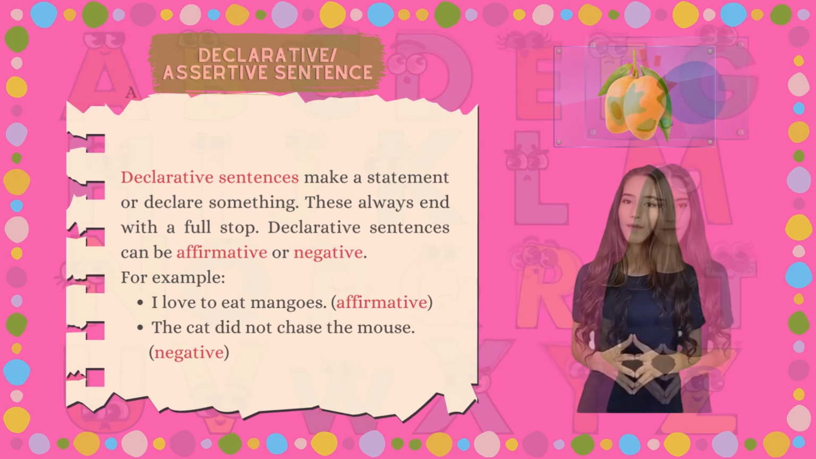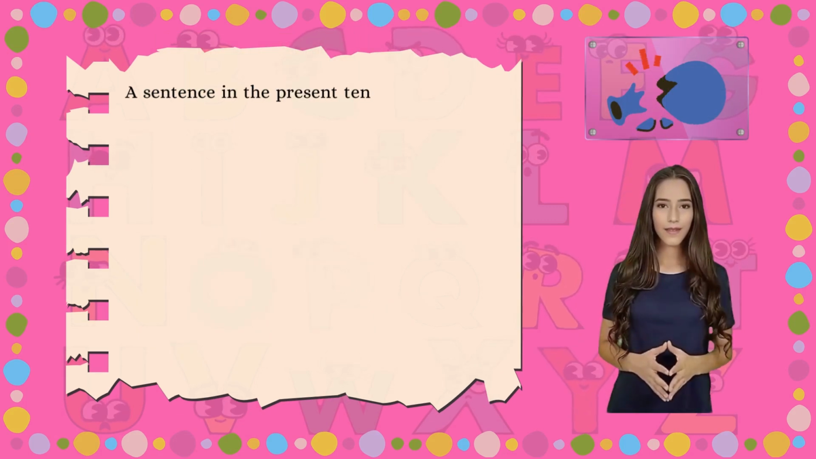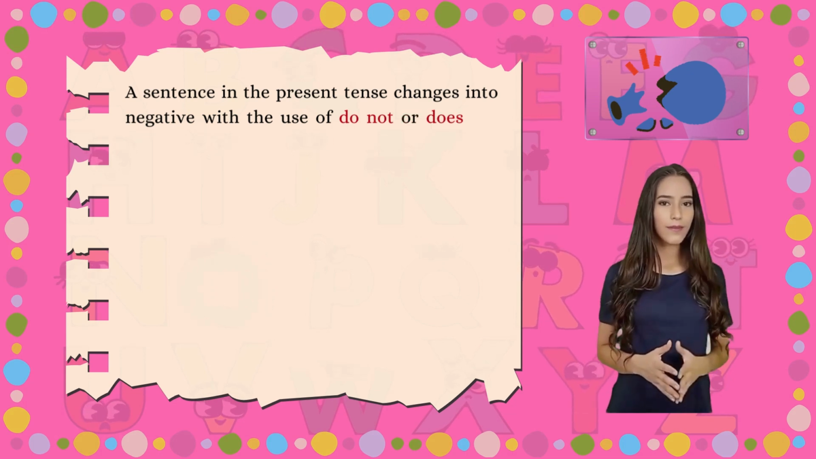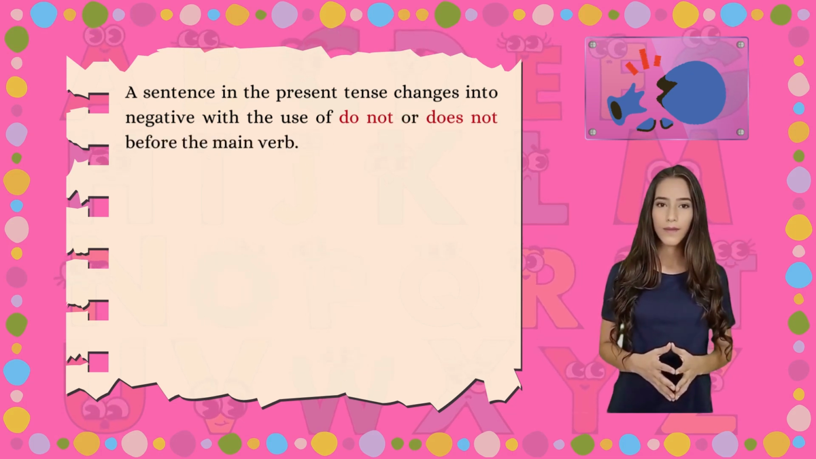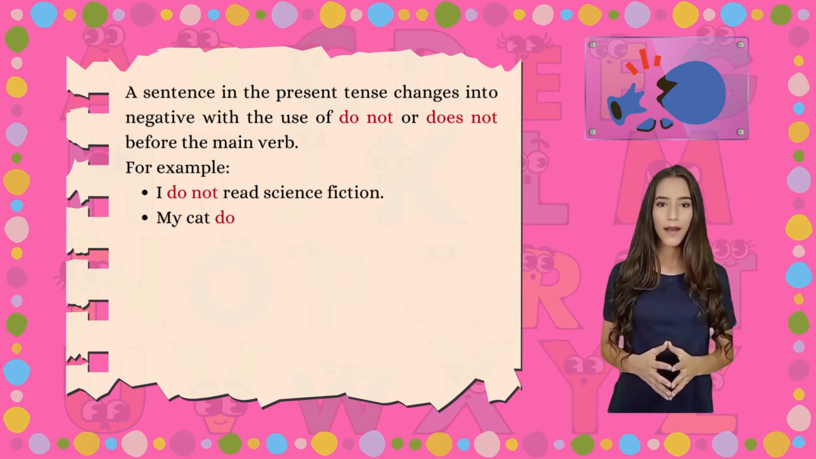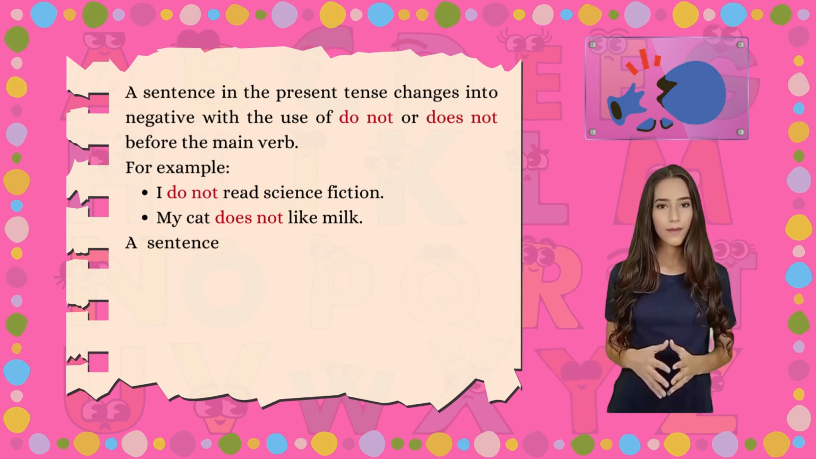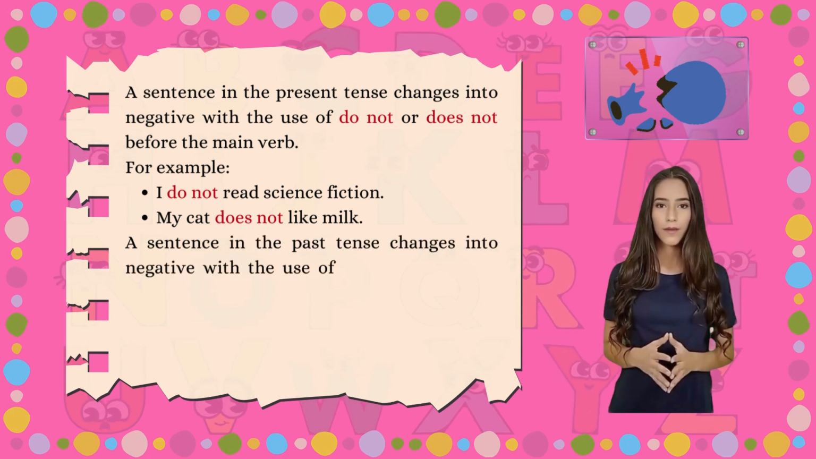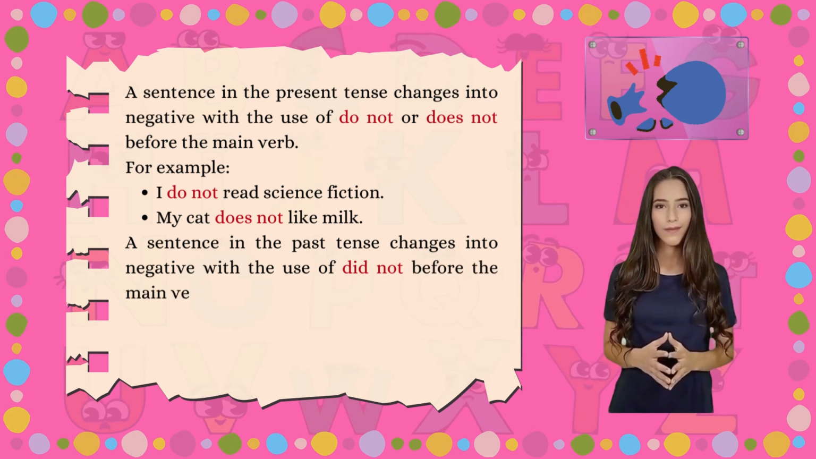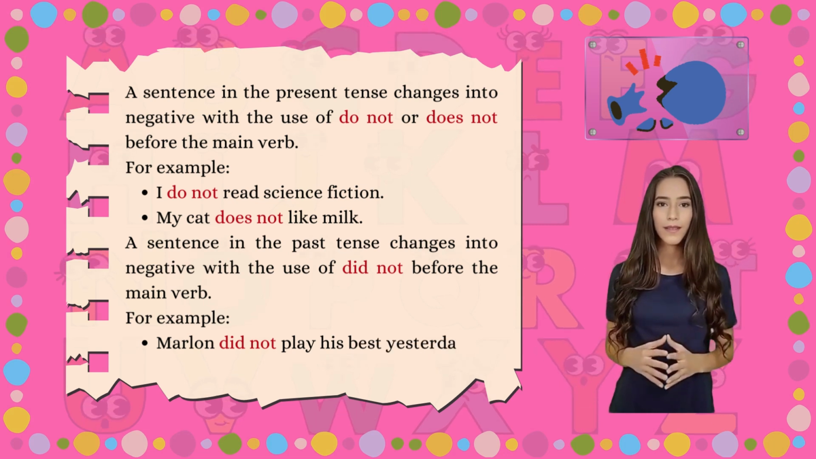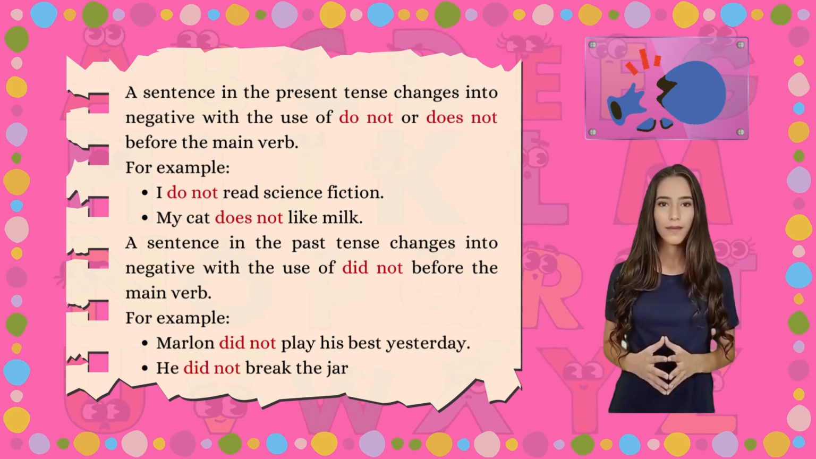A sentence in the present tense changes into negative with the use of do not or does not before the main verb. For example, I do not read science fiction. My cat does not like milk. A sentence in the past tense changes into negative with the use of did not before the main verb. For example, Marlon did not play his best yesterday. He did not break the jar.